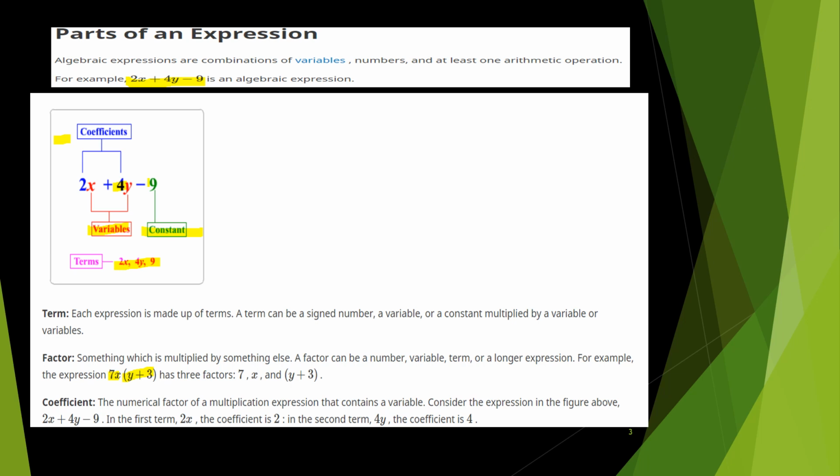Coefficient: the numerical factor of a multiplication expression that contains a variable. As I told you, if a variable is multiplied with a constant, that constant will be called a coefficient, not a constant. But if it is all alone, it will be called a constant. Like 2x. In 2x, 2 is the coefficient, in 4y, 4 is the coefficient, but 9 is not a coefficient, 9 is here a constant.